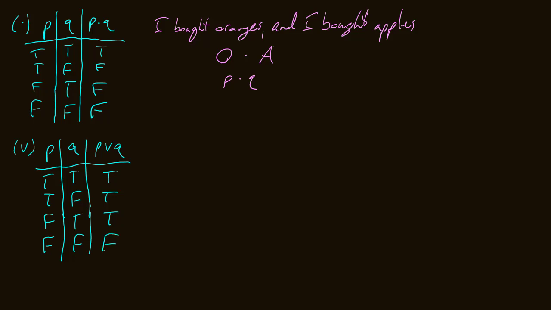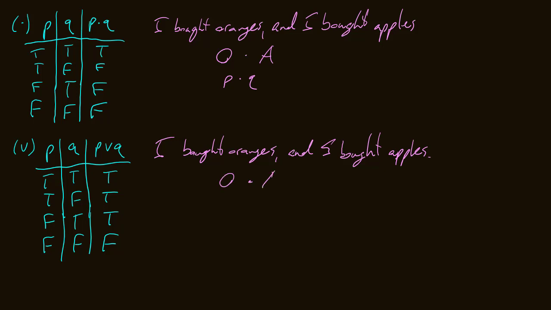Again, let's look at our example, right? So let's just write out the sentence again. Let's say I bought oranges. I bought oranges. And I bought apples. And then we're going to say A and O, and then we'll just call this P and Q. Now, of course, my claim, oh, sorry, this should not be and, this should be or. I bought oranges or I bought apples.